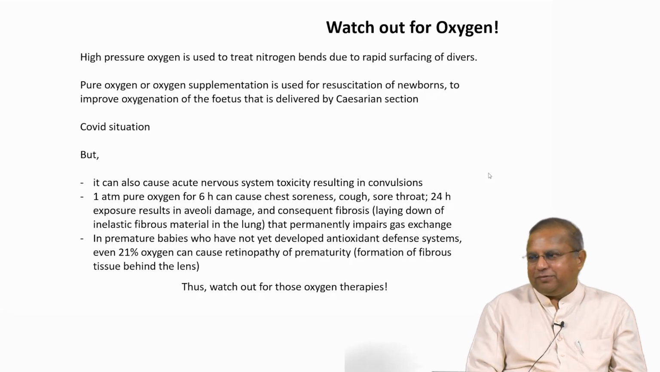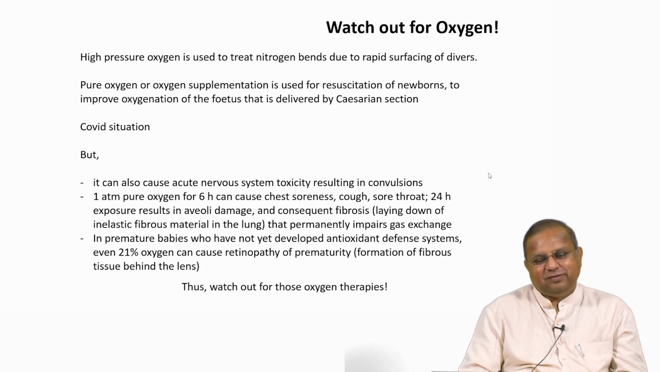Any questions, comments? We might as well start discussing now rather than at the end. That way we'll have some time. In premature babies, even 21% oxygen causes retinopathy of prematurity, but why does it occur only in the eye, not in the other tissues?